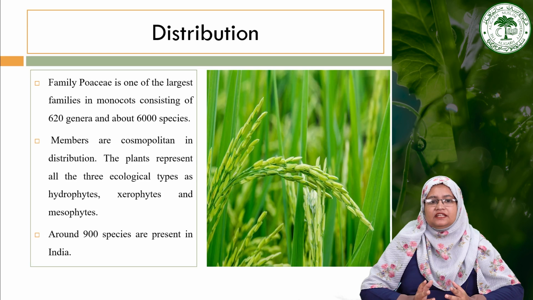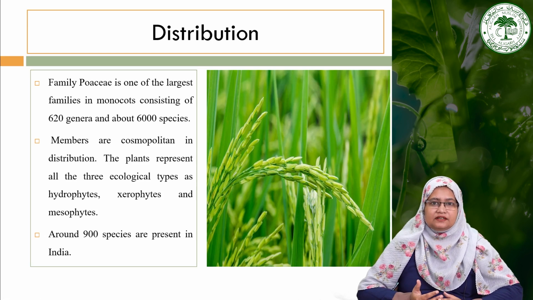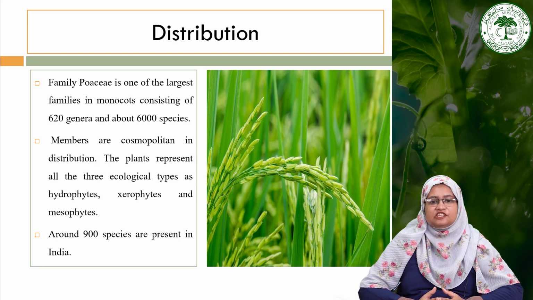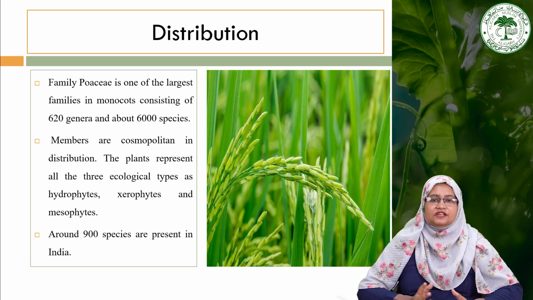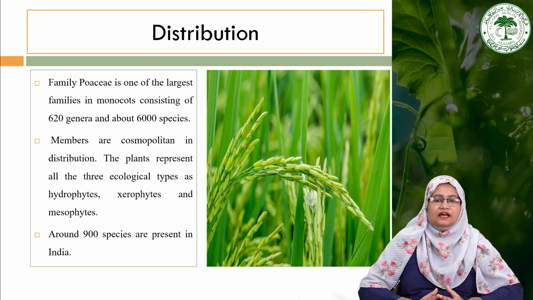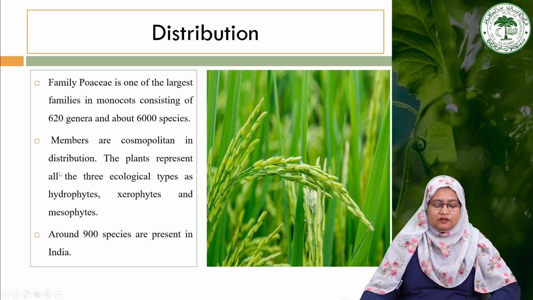They have many ecological adaptations: they are adapted to hydrophytic, xerophytic and mesophytic conditions. So they have very high adaptability, which is why they are present in every ecological habitat. Around 900 species are present in India, all over the country, from the Himalayan plains to the western coast as well as in the Himalayan region. So it is present all over India and all over the world.